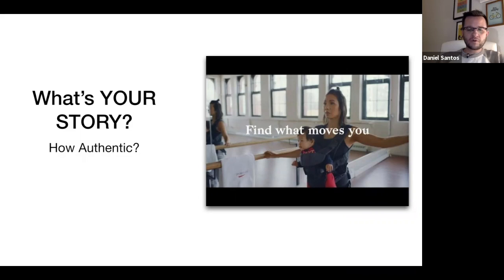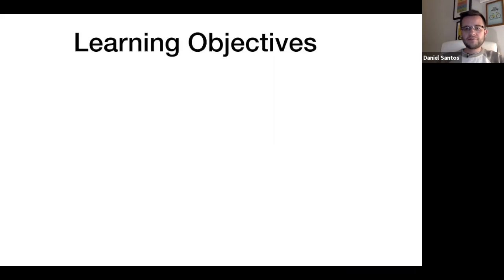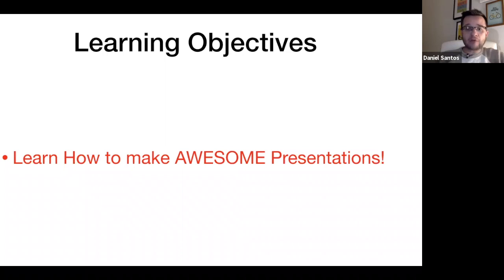So how is it going to work? First of all, learning objectives. Of course, this is a more structured course, so I put here a list of 10 bullet points of learning objectives. So let's go over everything, okay? Here's our learning objective: learn how to make awesome presentations. That's it. I'm not going to go over a list.